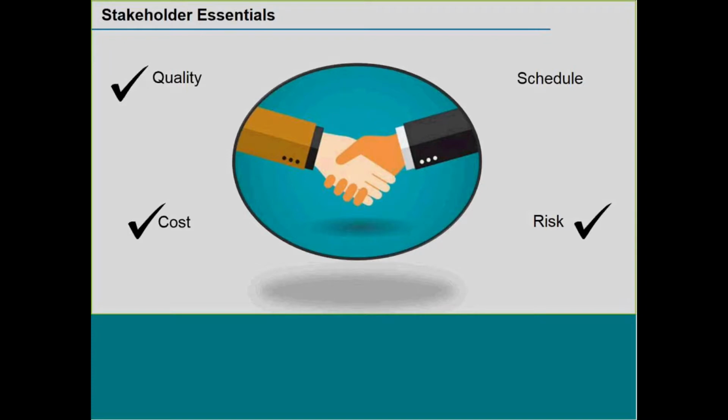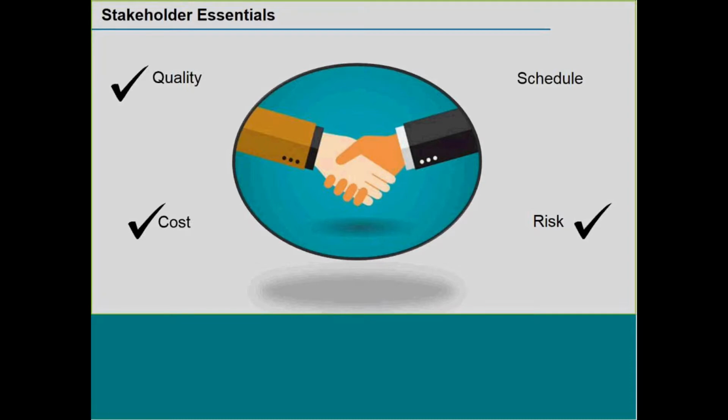So some things to keep in mind once we do map our stakeholders and we know who they are. There are 4 dimensions that we want to try our best to satisfy our stakeholders. These 4 dimensions are quality, cost, schedule, and risk. Unfortunately, in general, we are only able to meet our stakeholders' demands on 3 of the 4 essential stakeholder requirements.